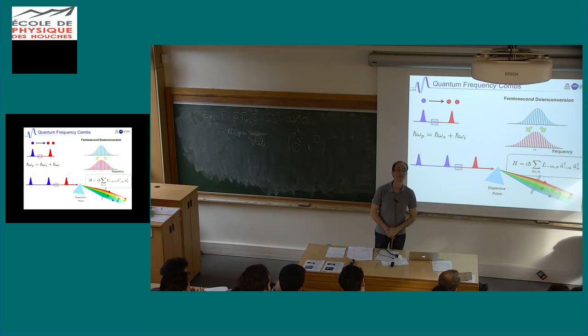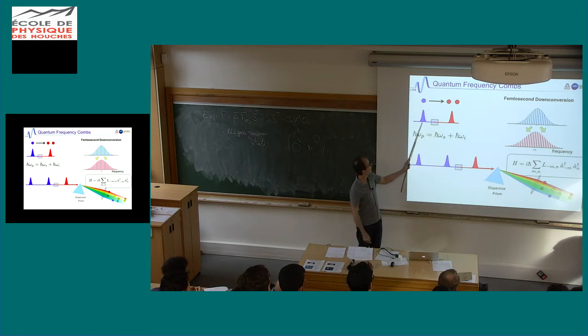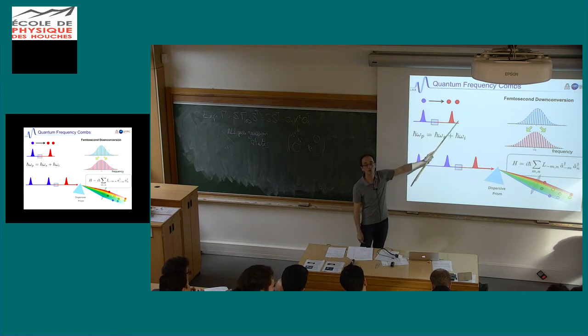Okay? Yes? I'm not sure I understand. You send the frequency comb into a KTP crystal and that does the down conversion? Yes. So this is a pump photon at, in our case, 400 nanometers, and you down convert to 800 nanometers. Okay, in the KTP crystal.